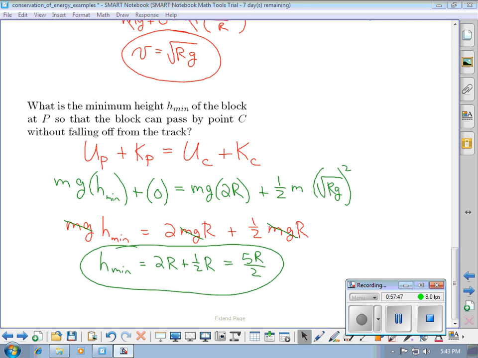Hopefully, these problems will help as you're trying to do some of your other homework problems. These are some examples. There will be more examples that get added, but this is just some of the different types of problems that involve conservation of energy and other types of motion.